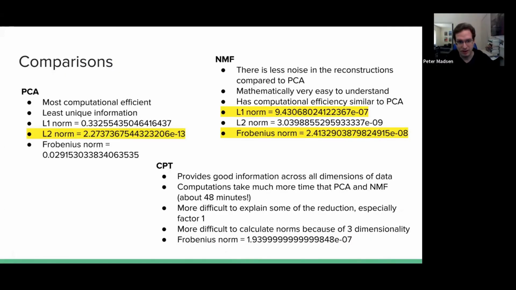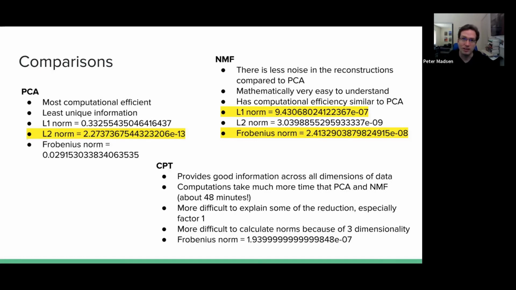So the order that we've presented these in, starting with PCA, followed by NMF, and lastly CPT, is the order of increasing amount of information that these methods have given us while reducing our data. Computationally, PCA is the most efficient and happens the most quickly, but also gives us the least unique information. NMF runs computationally about as quickly as PCA. And CPT, in order to give us the 3 factors, takes about 48 minutes of computation in order to break it down into a deconstructed tensor.